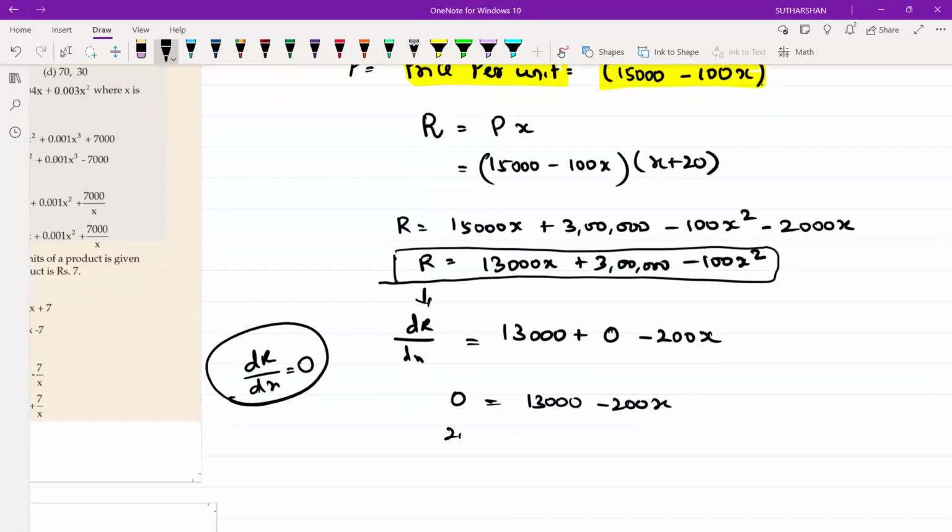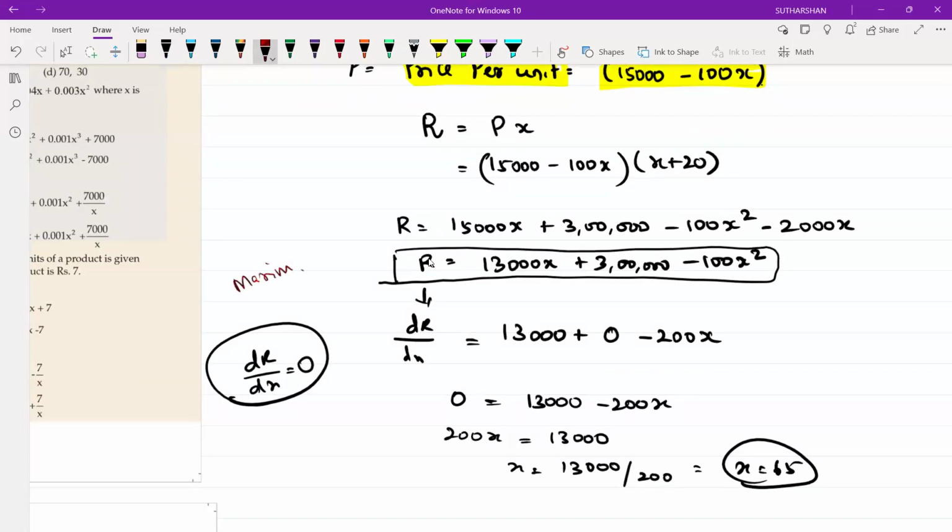So 200x equals 13,000, so x is equal to 13,000 by 200. What is my value? 65. Very good. x is equal to 65. That's my answer. To confirm this, they are saying maximum revenue.